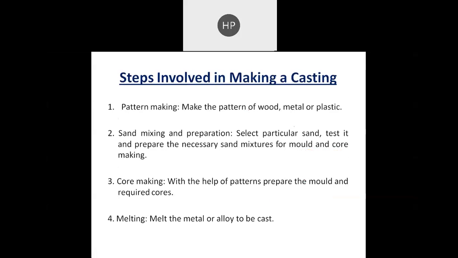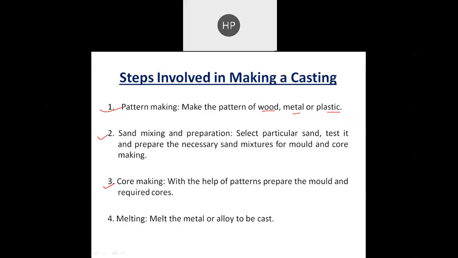Then we have talked about various steps involved in metal casting. The first and important step is pattern making. A pattern can be made of wood, metal, plastic, wax, or plaster, so a number of pattern materials are available. Then sand preparation and sand mixing. In that, we take a certain proportion of sand, clay, and water, and it is thoroughly mixed, and we have to take a certain test. So that is the second step.